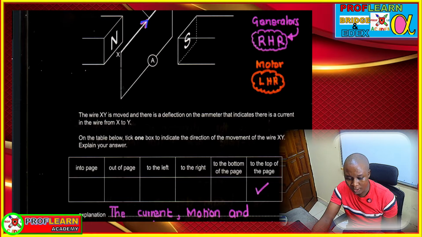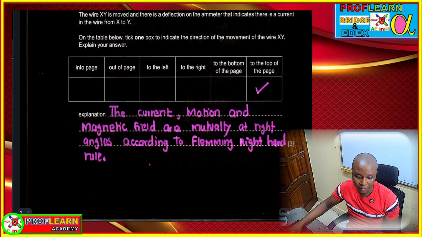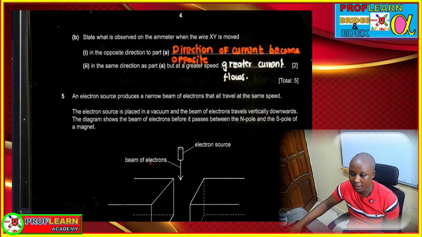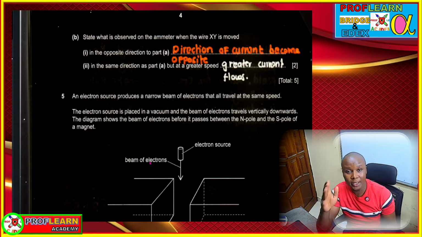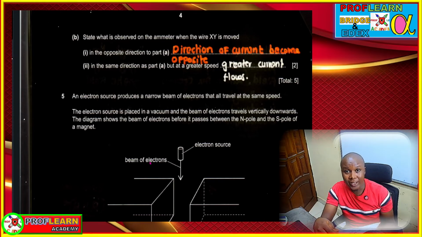Moving to part B, we are supposed to state what is observed on the ammeter when XY is moved in the opposite direction. It means the direction of current is going to reverse; the current flows in the opposite direction. And also we're supposed to state the observation when it's moved in the same direction but at greater speed. When it's moved in the same direction but at a greater speed, the current will be in the same direction, but it will be a larger amount of current. So the ammeter is going to show a larger deflection.